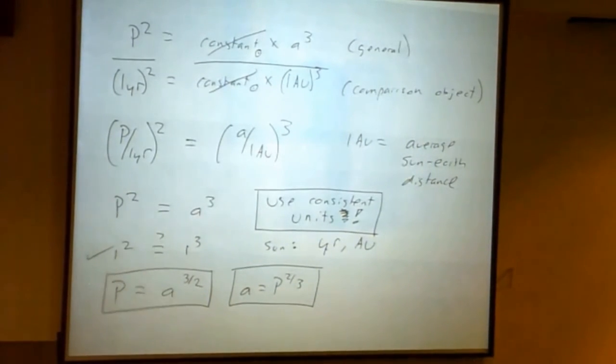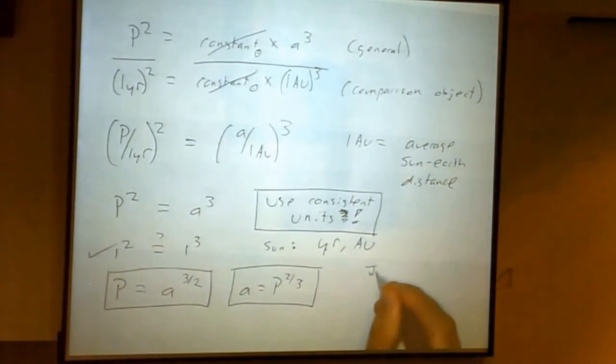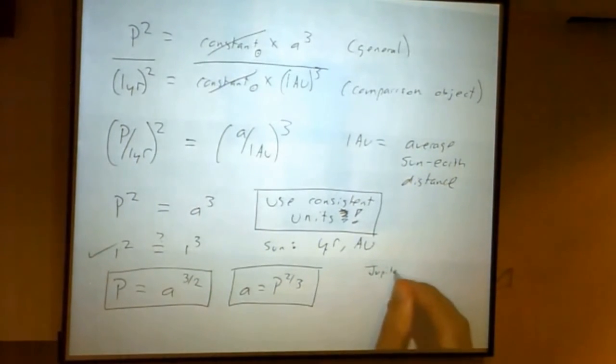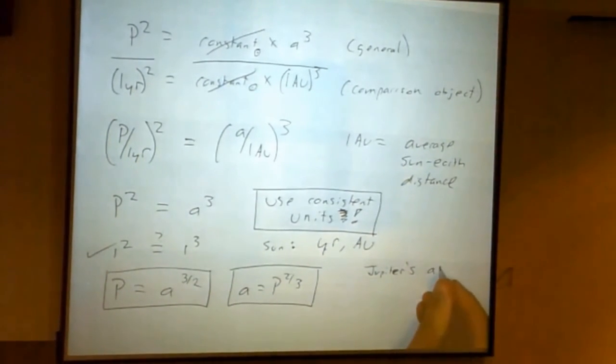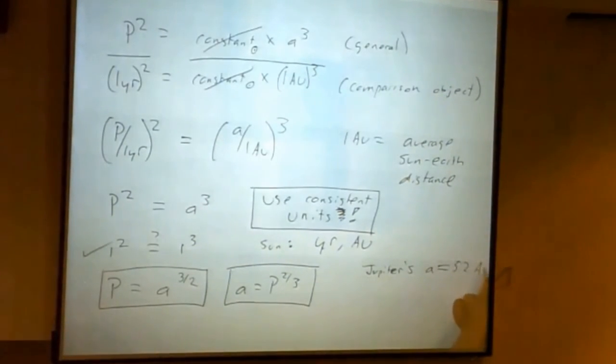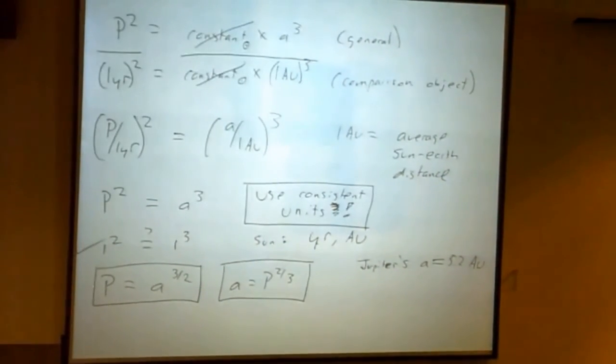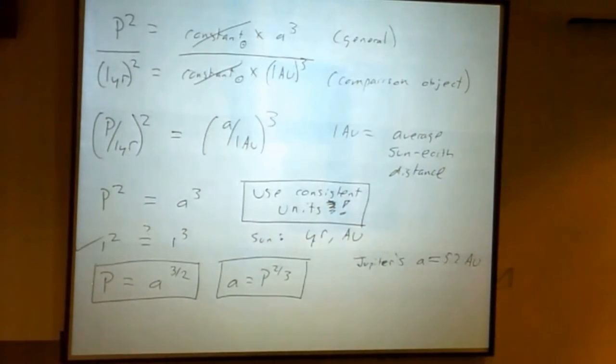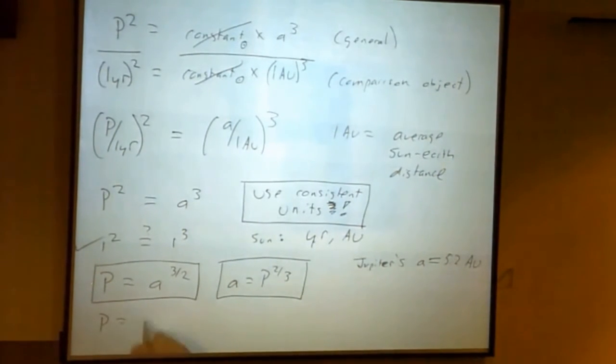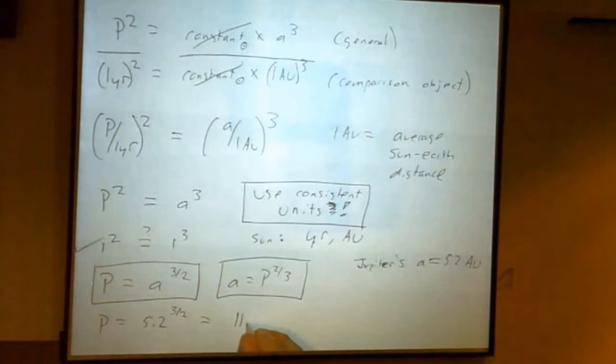Okay, so let's do the case I've been talking about. Jupiter's semi-major axis is equal to 5.2 AU. So if I want the orbital period, the time it takes for Jupiter to go around the Sun, it's this equation. Period is 5.2 to the 3/2, which, if you plug it into a calculator, is 11.9 years. That's simple. If I give you the AU, raise it to the 3/2, and you have the period in years.